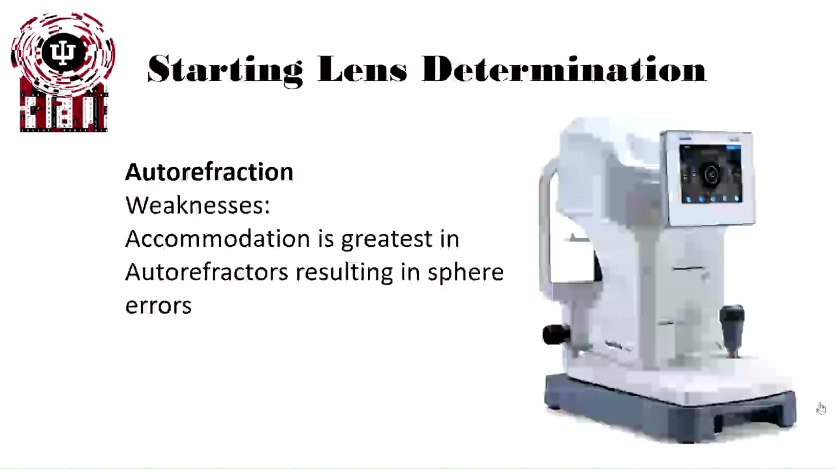AutoRefraction does have some weaknesses, though. Sometimes for low astigmatism it's not very accurate, and also it induces the most amount of accommodation, so it actually has the most errors as far as sphere powers go typically compared to the other two options.